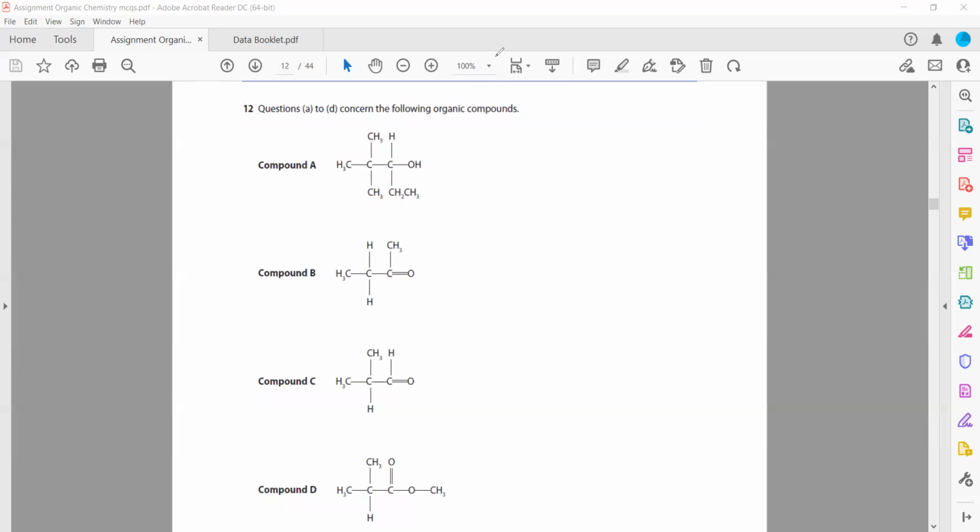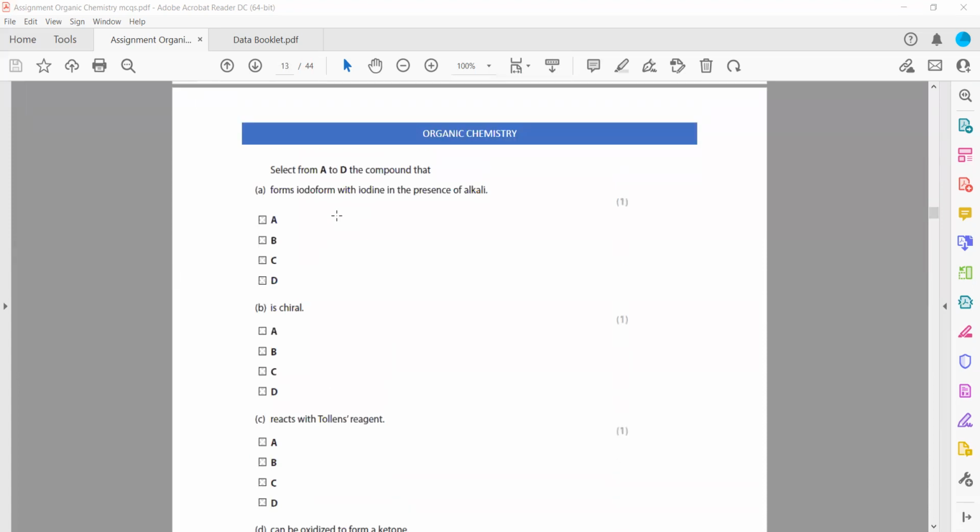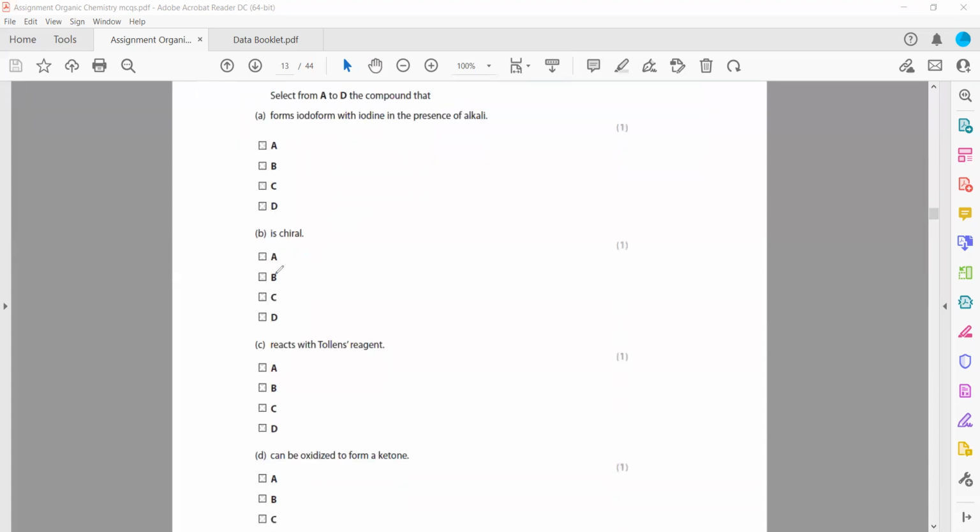How does this look like a chiral carbon? You can see one side it's H, one side is OH, one side is CH2CH3, and the other side is this whole structure. So it means four different groups are attached. So this will be a chiral carbon, and it will have an effect on plane polarized light. That's why for this question, which is chiral, A is chiral.